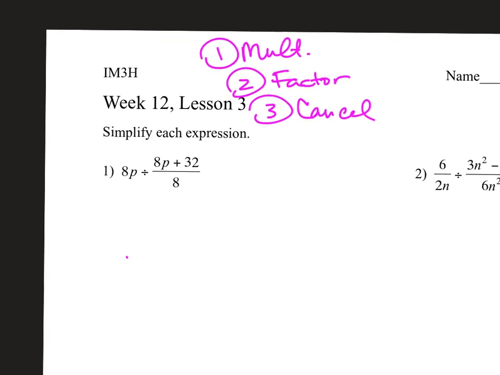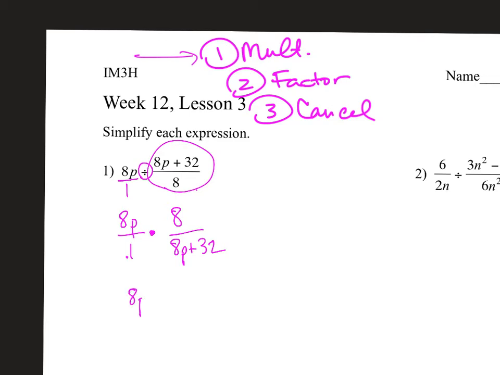Okay, so first thing I'm going to do is put this over 1, and then I'm going to rewrite number 1 as a multiplication problem. So it's going to be 8p over 1. This becomes multiplication, and this flips over. All right, so I did step 1. Step 2, I'm going to factor. I'm going to leave 8p alone. I'm going to leave that 8 on top alone, and then this I can factor out an 8.